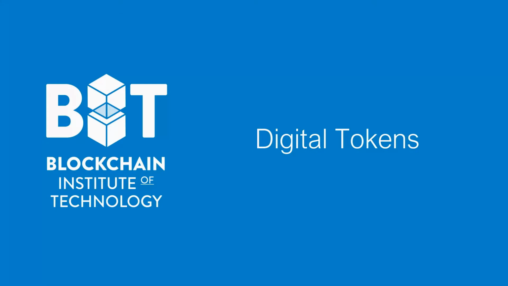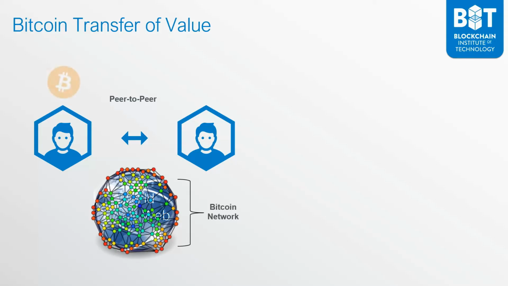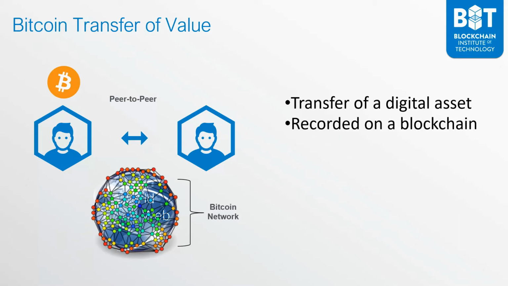In this lesson, we're going to be talking about digital tokens, sometimes called blockchain tokens. Now, by this point, we've talked about Bitcoin and we've talked about cryptocurrencies. When we look at a Bitcoin transfer of value, what you're transferring is a digital asset. You're basically transferring a Bitcoin, which is a digital asset, directly over the internet, peer-to-peer. It's not like you're transferring a dollar bill or a coin. You're transferring just a piece of information. It's a digital asset. That information is recorded on a blockchain, and it's recorded permanently and immutably.